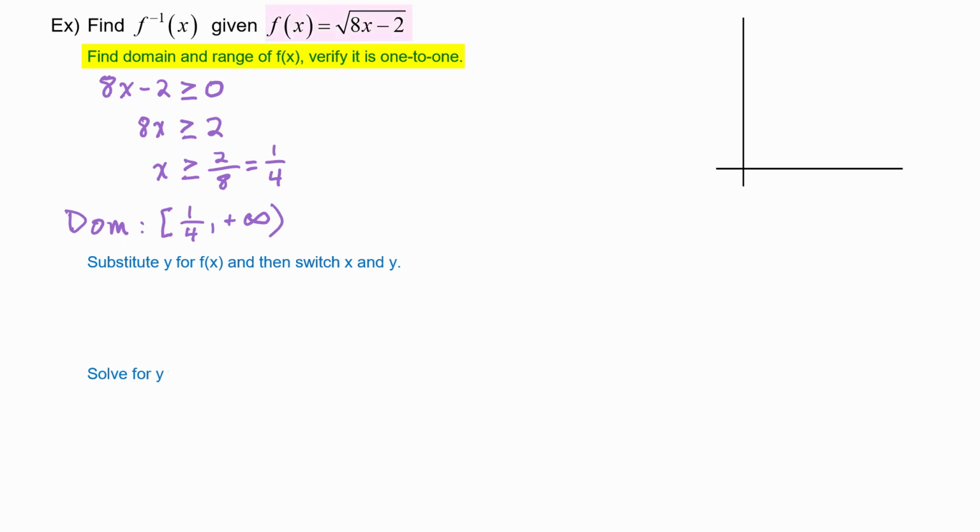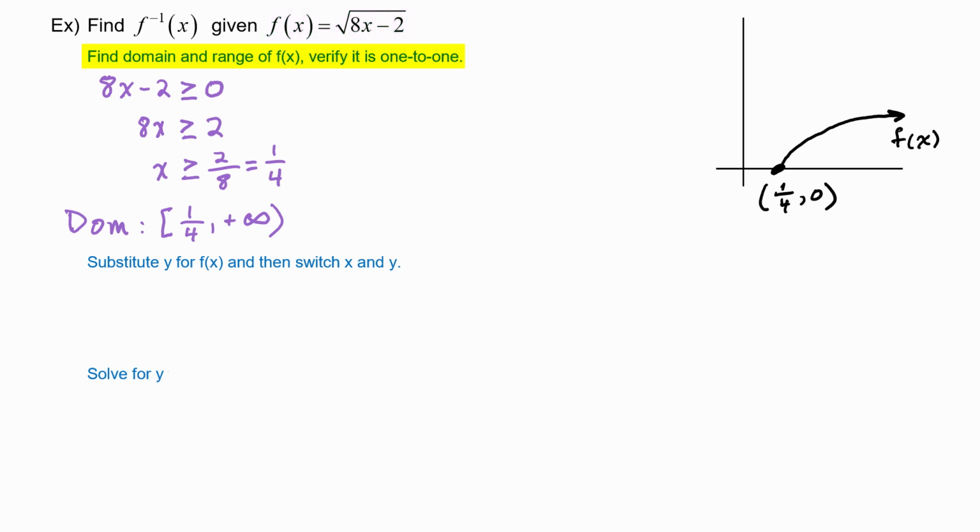We can sketch a graph of f of x. We know the basic shape for the square root curve, and this is going to start at the point (1/4, 0). If we put 1/4 in for x, 8 times a fourth is 2, 2 minus 2 is 0. So we know it's going to start here at (1/4, 0) and have the basic square root shape. This is f of x.